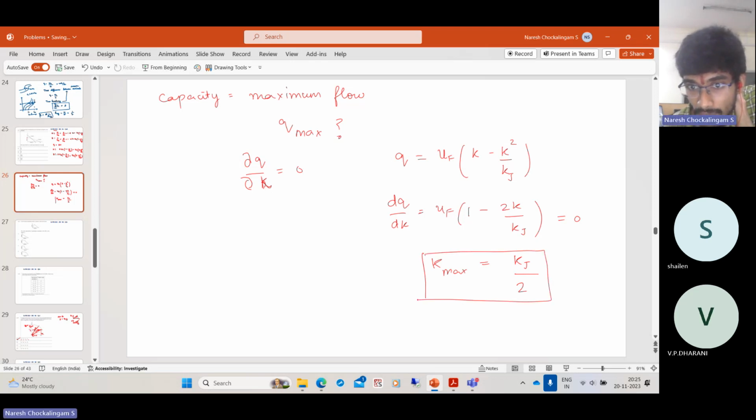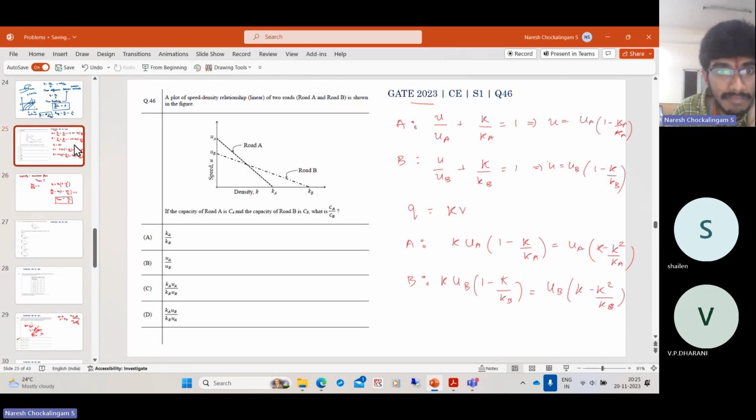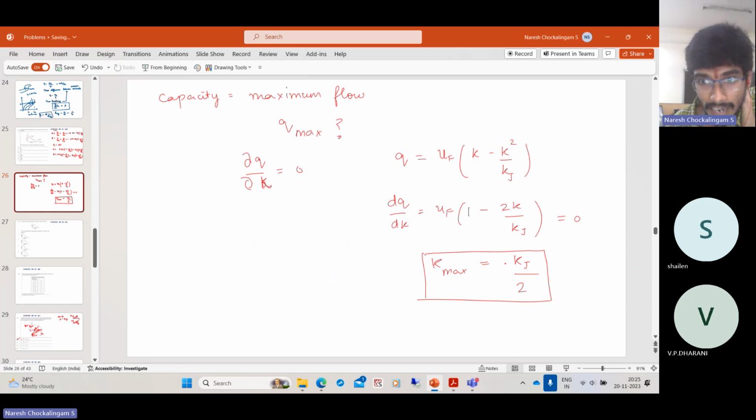So the maximum flow occurs at half of the jam density. If you assume the Greenshields model, if you assume there is a linear relationship between U and K, then the maximum flow happens at half of it. Now just substitute everything back.